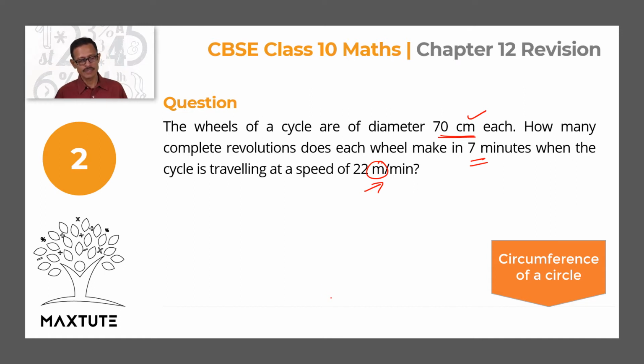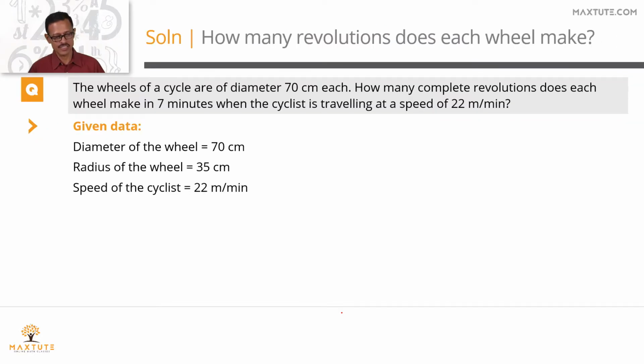What we are going to do is compute the distance covered in 1 revolution, and also compute the total distance covered in 7 minutes. Let's say x is the distance covered in 1 revolution, and the total distance covered in 7 minutes is equal to t meters. Then the number of revolutions is equal to total distance divided by the distance covered per revolution. Let's quickly run through all of this in a printed form and then start solving this.